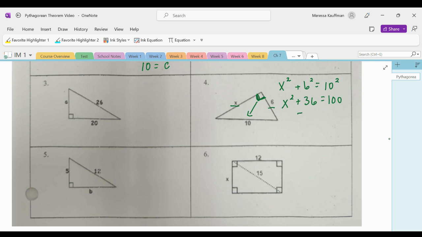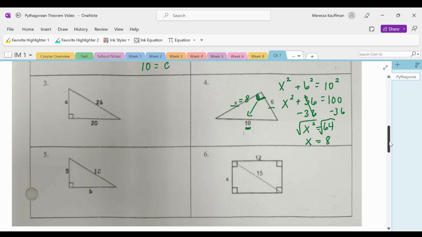Now I'm just solving for x. I'm going to subtract 36 from both sides. This goes away. X squared is equal to 100 minus 36, which is 64. I take the square root of both sides. X is equal to 8. So my side length for this is 8. And does that make sense? Yes. This is my longest side. It should be less than my longest side.